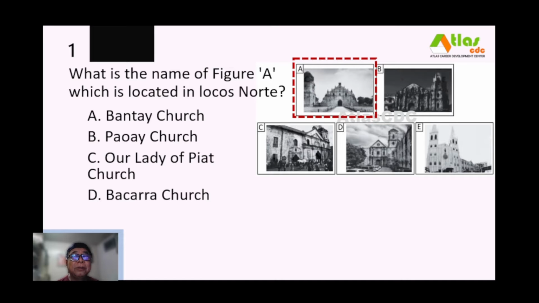So for question number 1, what is the name of figure A, which is located in Ilocos Norte? A. Bantay Church. B. Paoay Church. C. Our Lady of Piat Church. And D. Baccara Church.